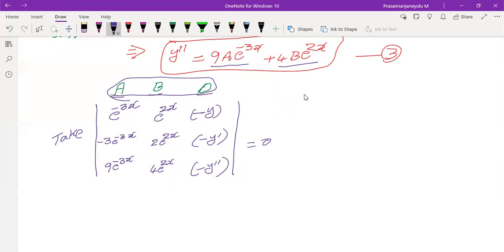Then find the determinant of this. While finding the determinant, if you observe, the first column contains e power minus 3x common. I am taking it common. In the same manner, the second column contains e power 2x. Can I take it common like this? Yes, we can take it. No problem at all. In the third column, we can take minus 1 common. So we will get 1, minus 3 and 9; 1, 2, 4; y, y dash, y double dash.